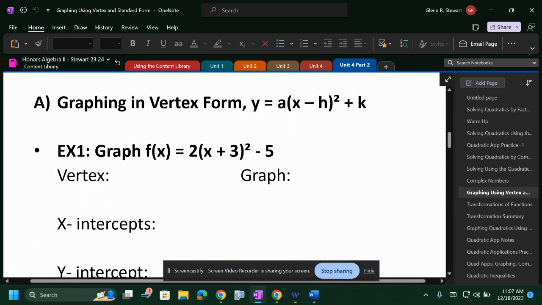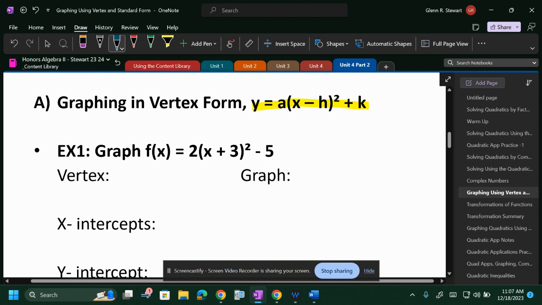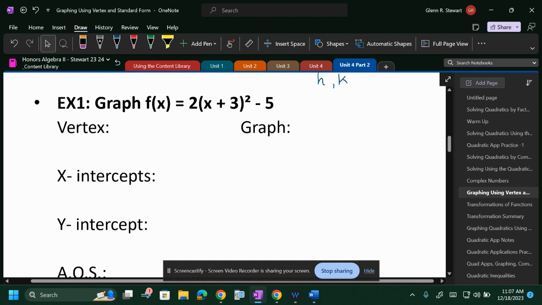So, graphing in vertex form, probably the easiest way, just because you know what the vertex is. So if you look at this vertex form that you have, and you remember from previous lessons that (h, k) is our vertex. That's the first thing that we want to pinpoint throughout. So in this case, we're going to have a vertex of (-3, -5).